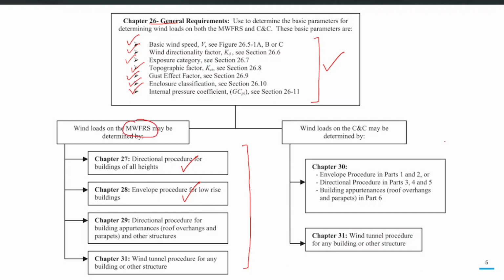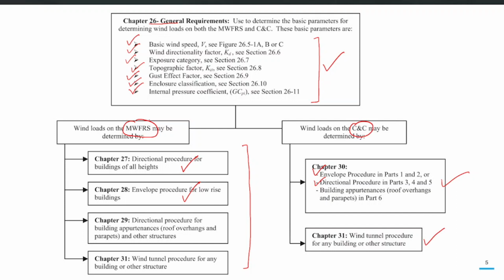And if we want to design components and cladding, C and C, we will be dealing with chapter 30 first, because it will be describing both envelope and directional procedures for components and cladding. And then finally we will be going to wind tunnel procedure.